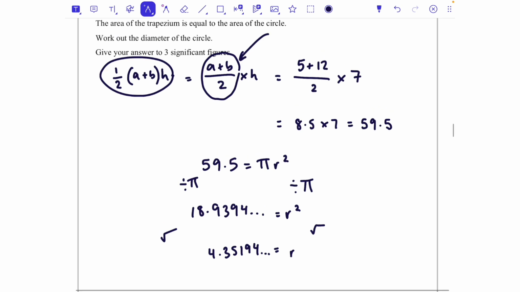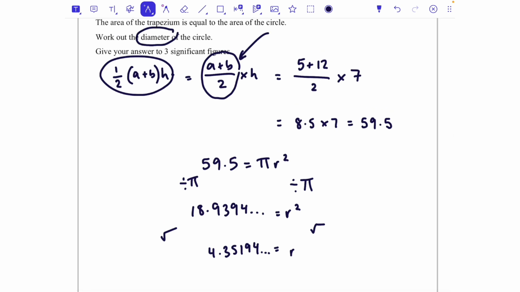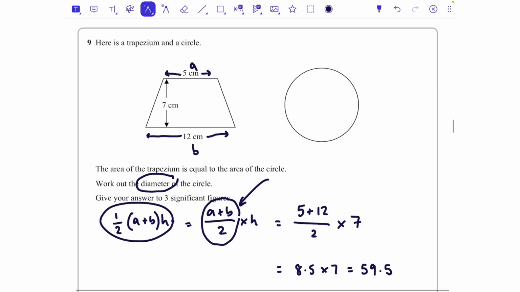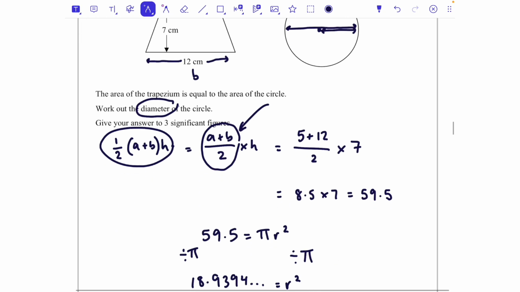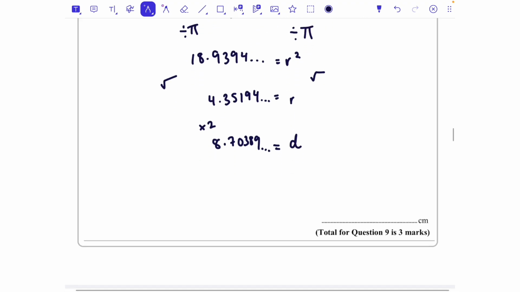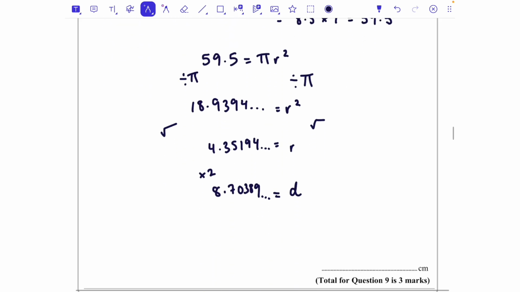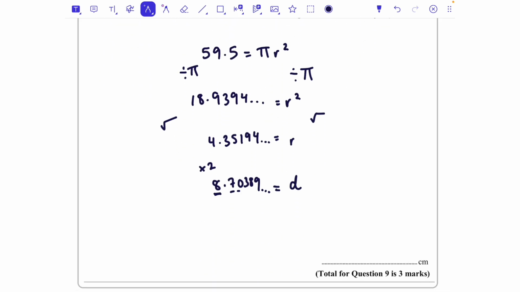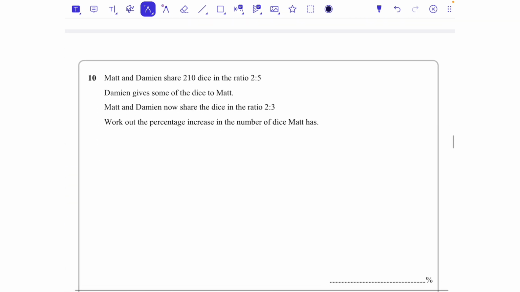Again, I'm not going to clear it. That is not my final answer because we were asked not for the radius, but for the diameter. Now the radius goes from the middle of the circle to the edge, but the diameter goes all the way across. So the diameter is double. So to get the diameter here, we need to multiply that by 2, and that is 8.70389. Again, I just took the answer that was in my calculator and doubled it, and we're rounding this to 3 significant figures. So 1, 2, 3, check the next number, it's a 3, rounds down, so 8.70 is your answer there. Question number 10.